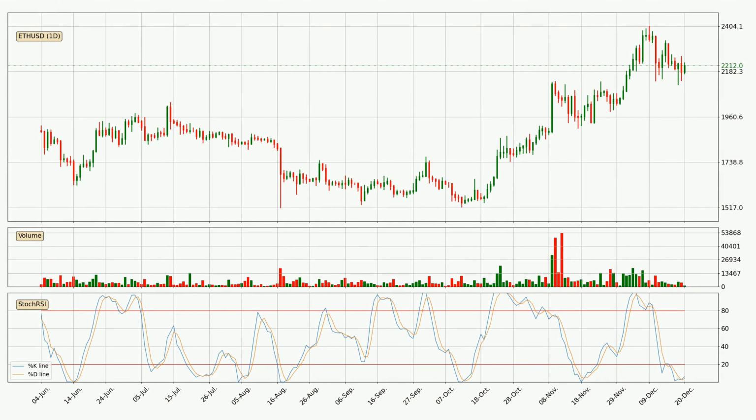Jumping to the daily stochastic RSI, both the %K and %D lines are in the lower region, which means that the price is getting oversold, and soon a trend change, or at least some kind of consolidation, could be expected. The K line is currently above the D line, which shows that the trend has shifted to the upside.